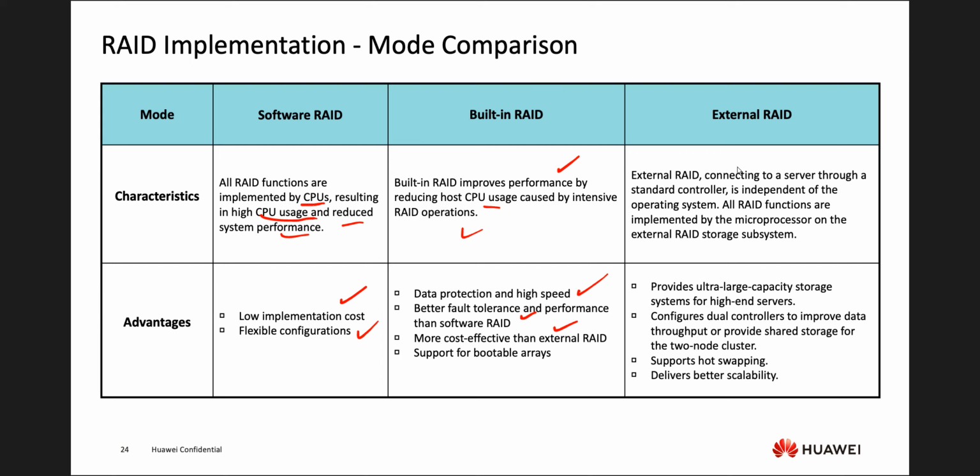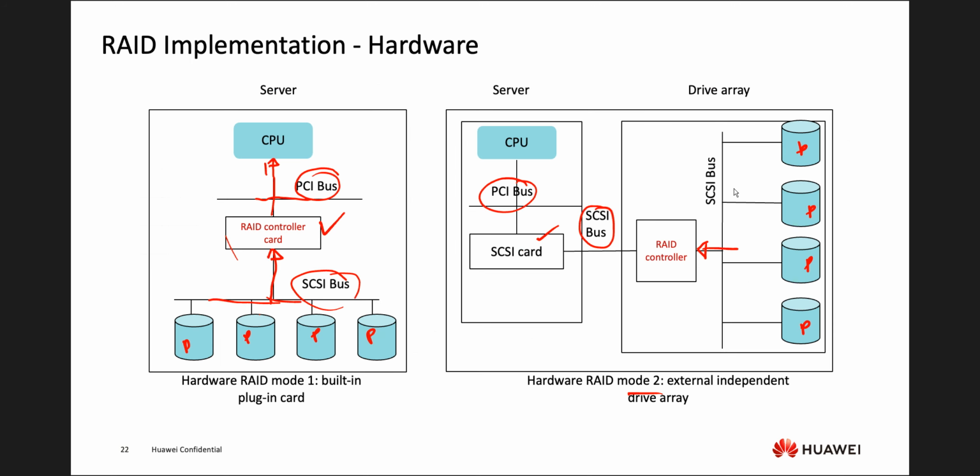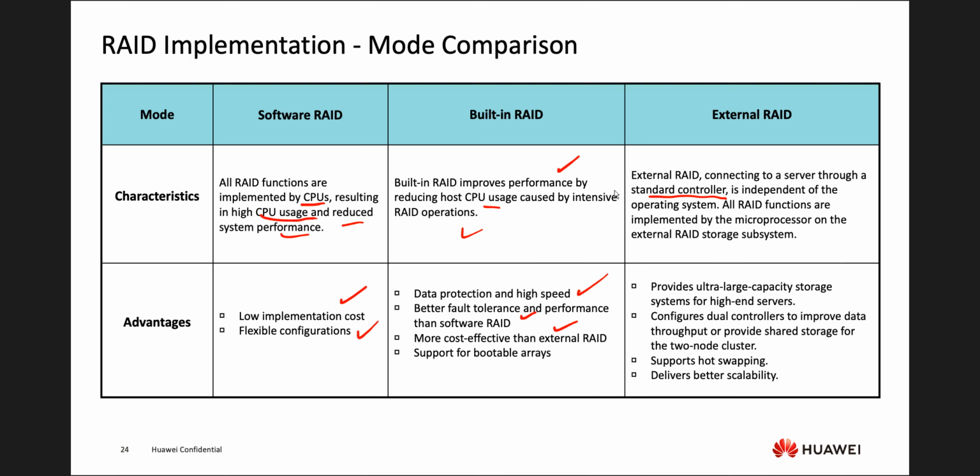If you look at external RAID, this is where you connect to a server through the controller, which you saw previously. Just to give you an idea, there's your external RAID, and here's the controller. With that, you have an independent operating system that runs, and the RAID controller does all that processing. But again, you have more storage that you can use. You could have dual controllers also, and you could have hot swapping, which means you can swap different controllers with different drives. So you have better scalability. So there's this whole scenario where you have to think about which one you're going to use, right?